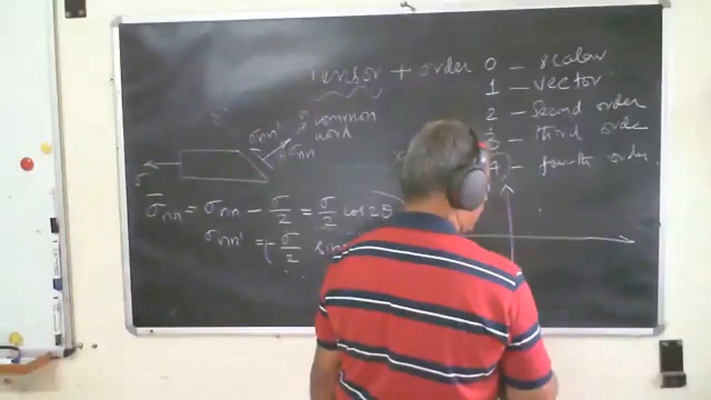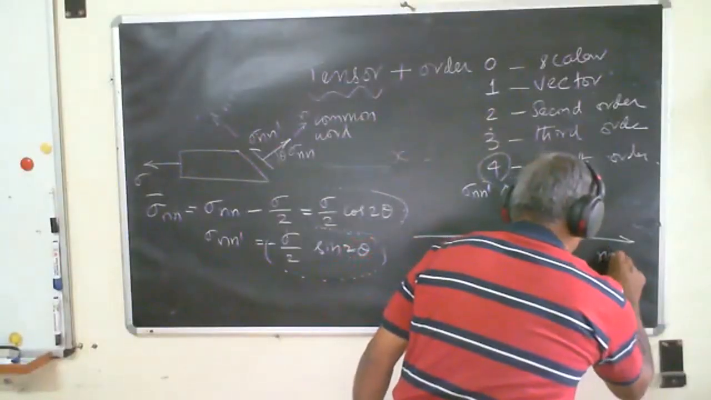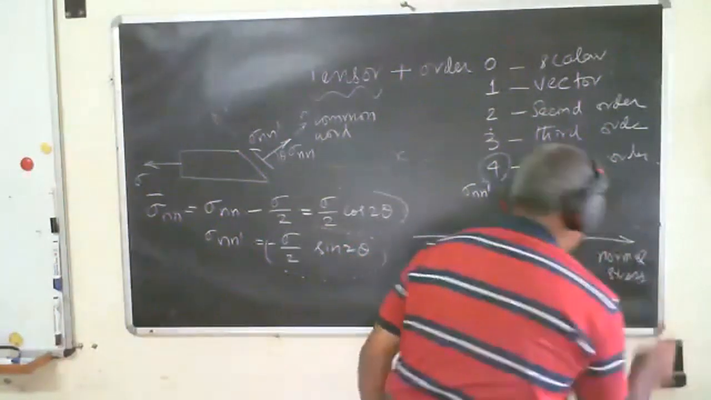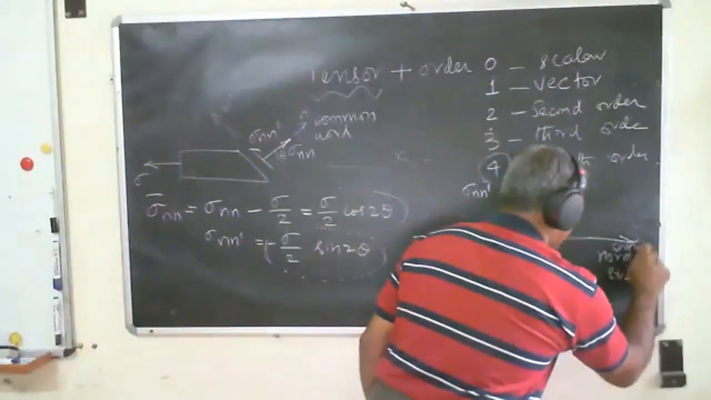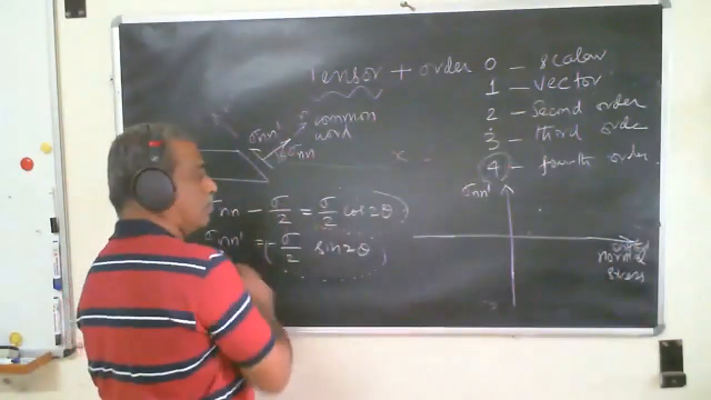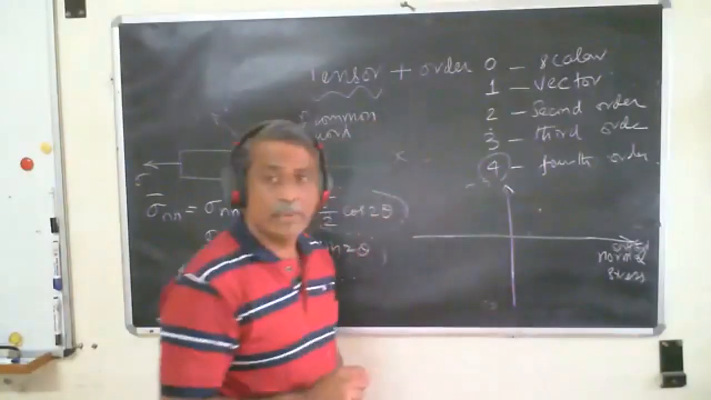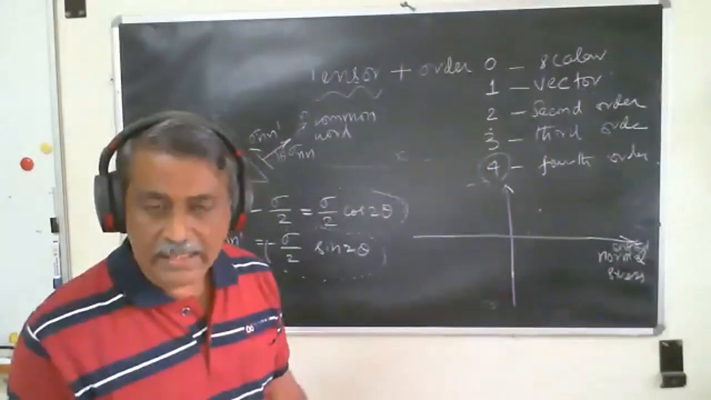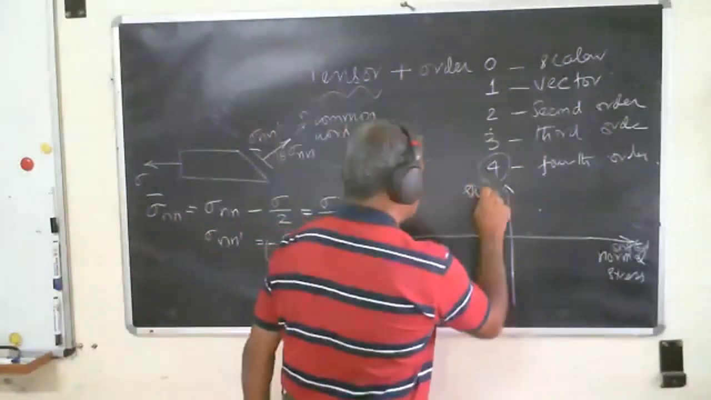Normal stress. I'll say shifted normal stress. Why I'm saying shifted is I have a sigma by 2 that is subtracted. And how about sigma nn prime? What is that? From the physical understanding, it is shear stress. So this is the shear stress.